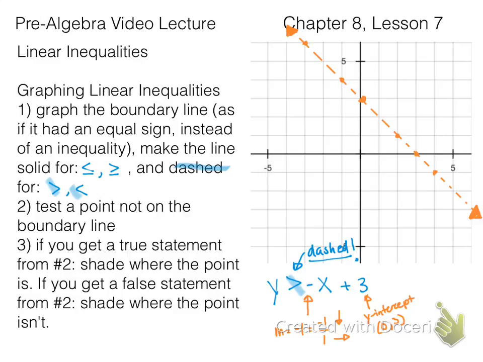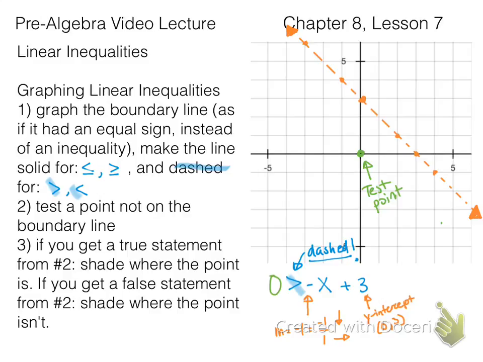Now, as long as (0, 0) is not on your boundary line, I recommend using it, because 0 is really easy to add and really easy to multiply by. All right? And so since (0, 0) is not on my boundary line, I'm going to go ahead and use it as my test point. And I'm basically going to plug in 0 for y and 0 for x.